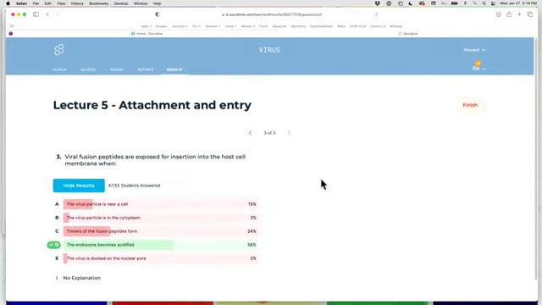All right, let's see how we did here. So only 57% of you got the right answer, 56%. It's D, the endosome becomes acidified. That is what exposes the fusion peptide.